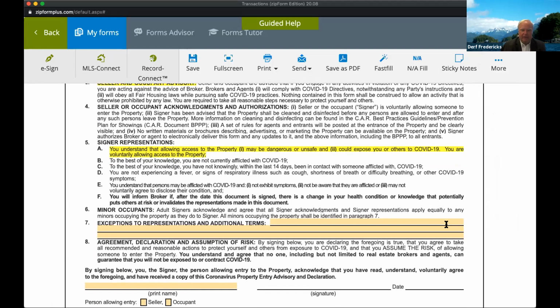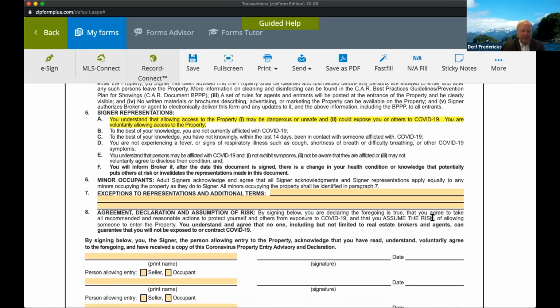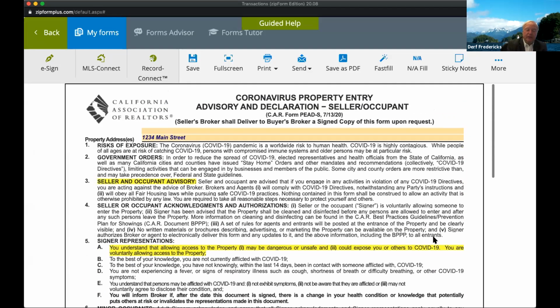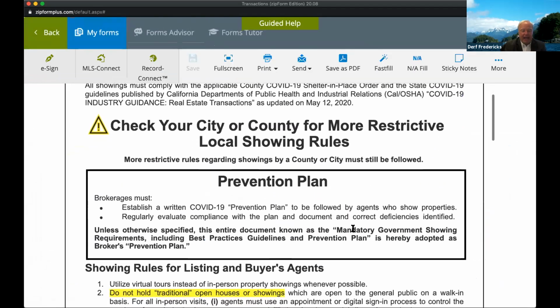So this is a required form. You need to have all of your sellers, when you list a property, sign this PEAD-S for seller. It's a 1-page form. Again, it's different than the V, the visitor form. Okay, so we reviewed the 2-page addendum. We reviewed the 1-page PEAD-S, and then there's the 2-page BPPP, the best practices, and that's the same as the buyer.